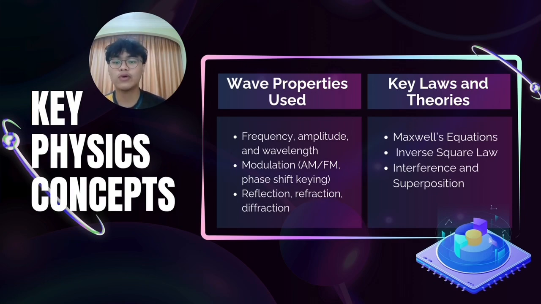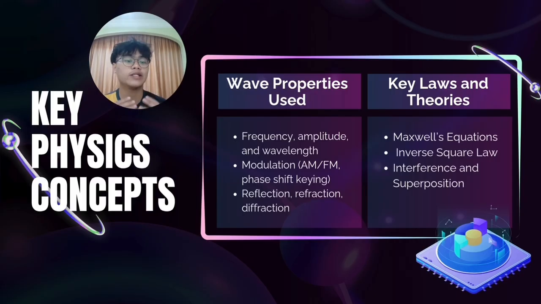Now we have a look at key laws and theories that tie it all together. The first one, we have Maxwell's equations. These are the backbone of electromagnetic theory, which explain how changing electric and magnetic fields create waves, like the ones used in wireless communication. Second is the inverse square law.